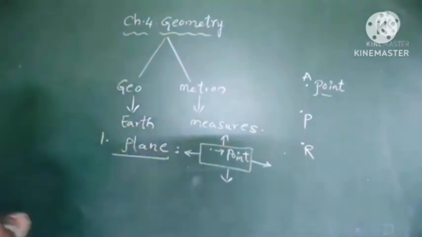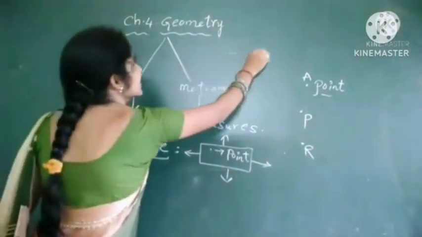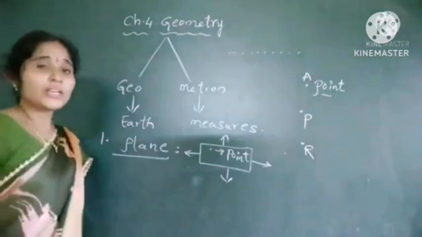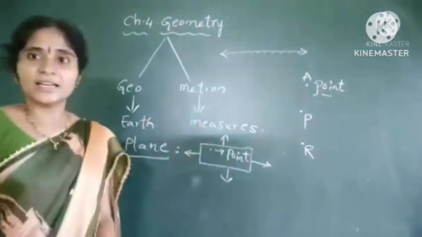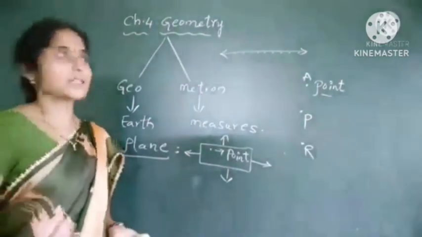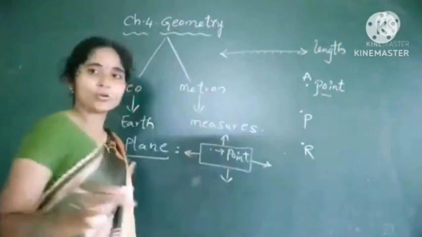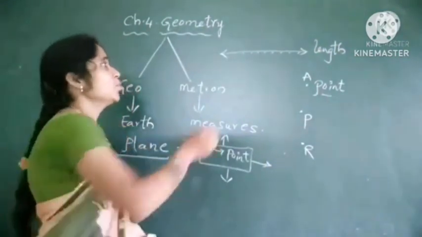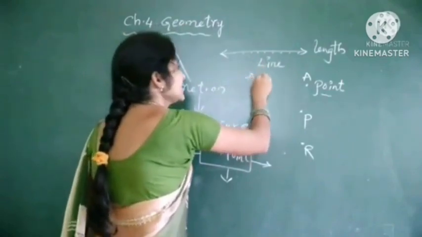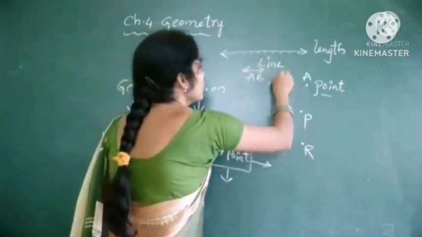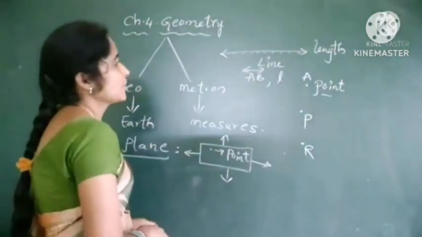Coming to the next, joining these points in a straight path, we can make a line. A combination of points makes a line. A line has only length. It does not have any breadth or thickness. A line can be represented using either capital letters or small letters. Line L we can represent, or capital letters also.